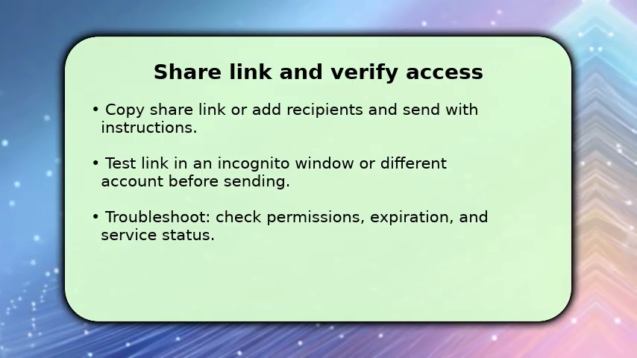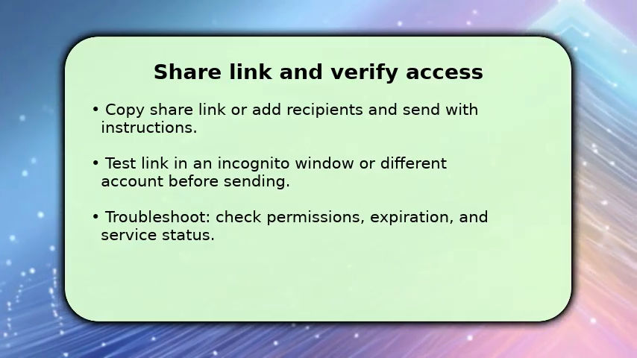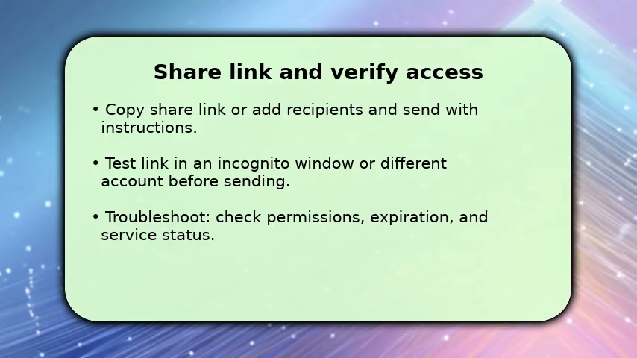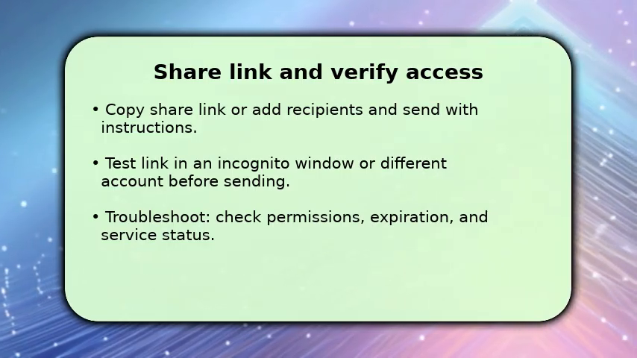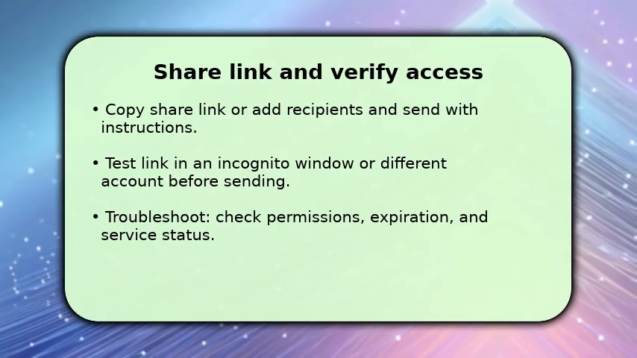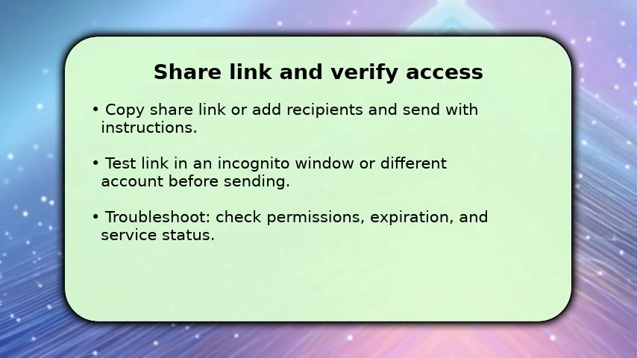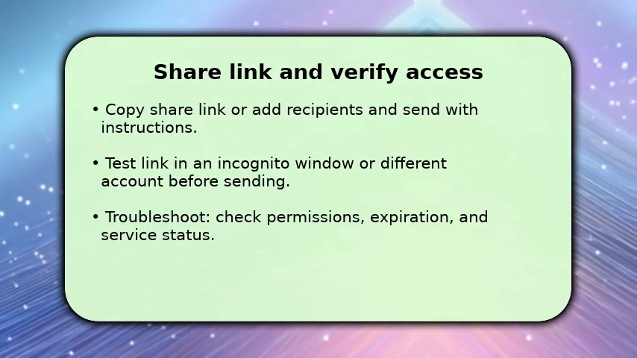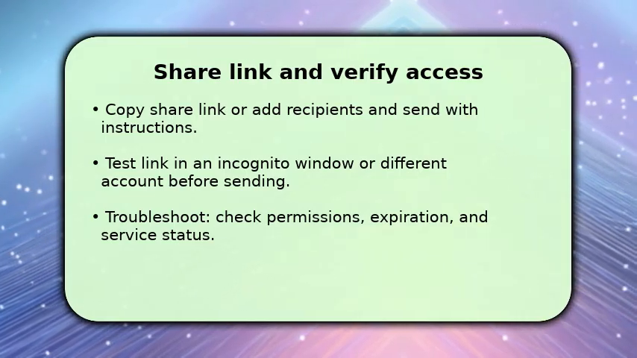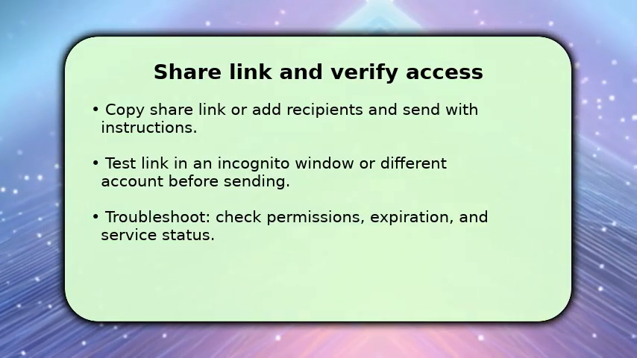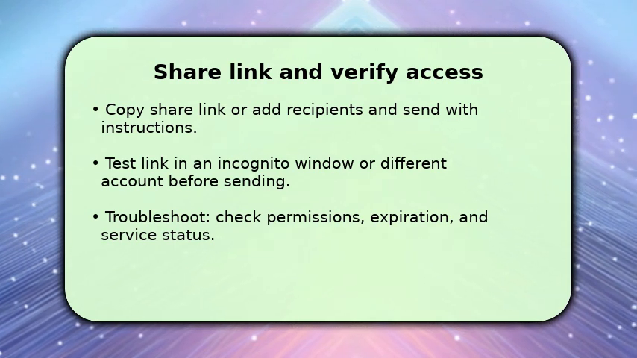Once sent, verify access by opening the link in an incognito window or a colleague account. This confirms permissions and catches issues before recipients do. If something breaks, check permission settings, link expiration, and whether the platform reports upload or sync errors. Reissue the link or adjust settings and inform recipients of any changes immediately.